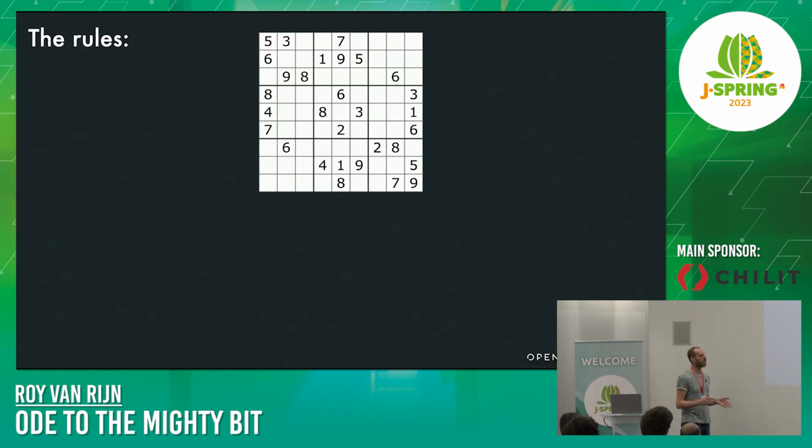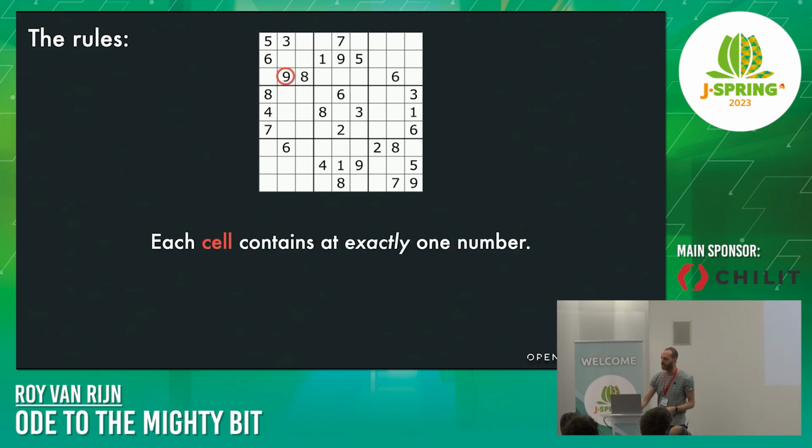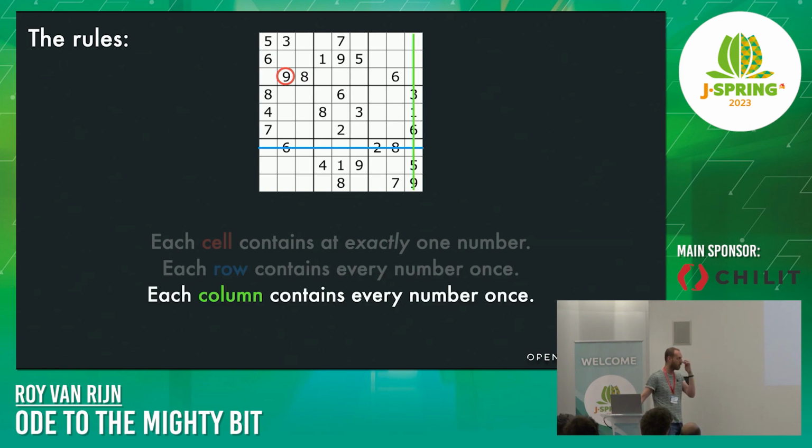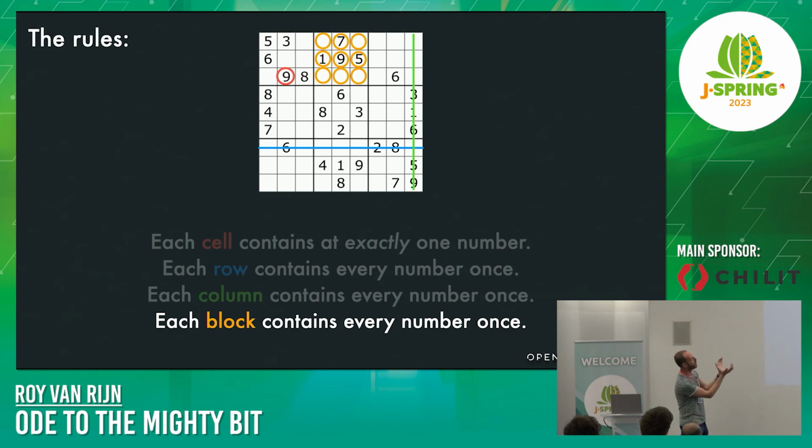Short recap. How does the Sudoku work? You have this problem, and each cell can contain exactly one number. Important, you cannot write multiple numbers in a single cell, obviously. Each row contains every number once. Each column contains every number once. And each 3x3 block contains every number once, like these nine different blocks. And that's it, those are the rules. How on earth would you take something like this and turn it into booleans?